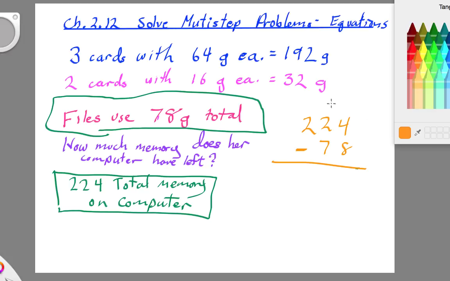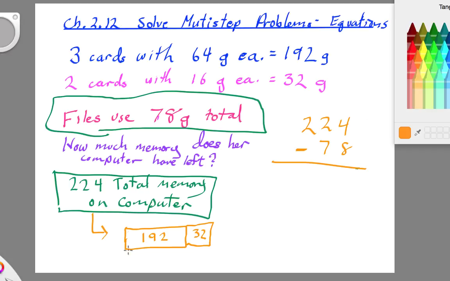Now, let's check this out. To find this total, we added these two. And they like to show you these little block diagrams. It's in the book, 192. And you have a little bit smaller section that's 32.